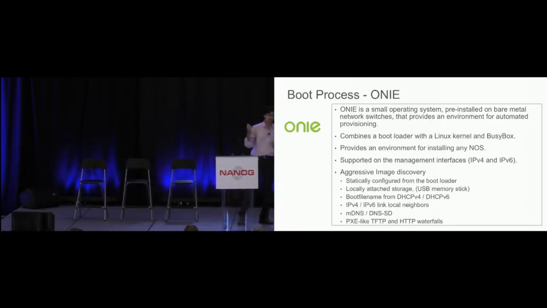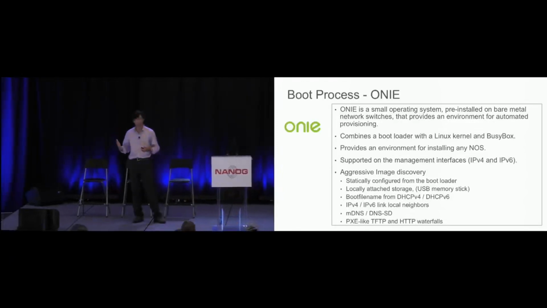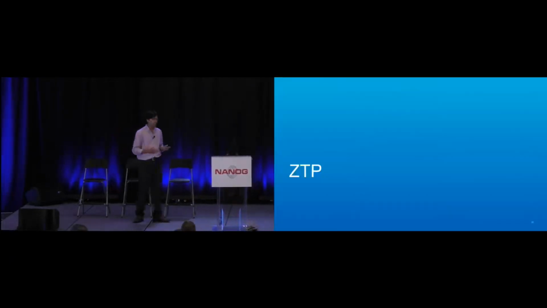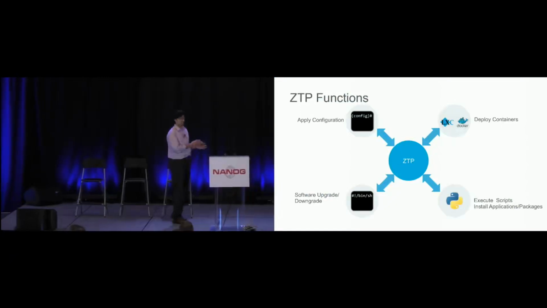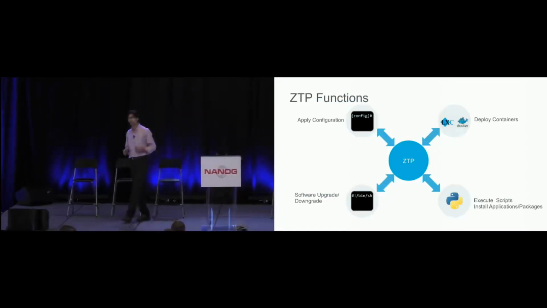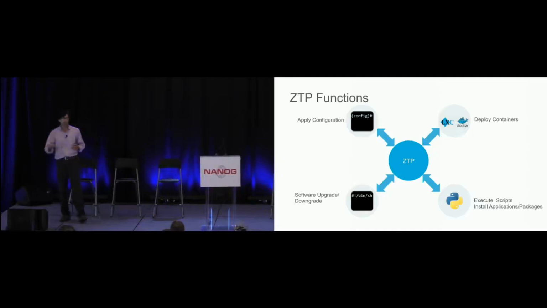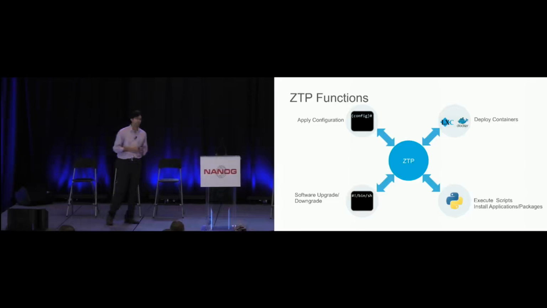So if you just ship the box, clean up the box, and boot up the box, that is the whole purpose of ONIE and iPXE. On the other hand, we have ZTP. ZTP performs various operations based on your requirement. ZTP can be used to download the configuration and apply the configuration. It can be used to deploy containers.